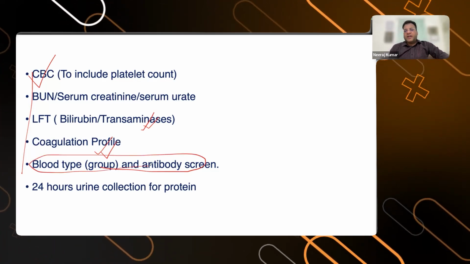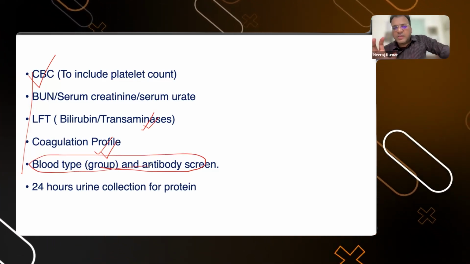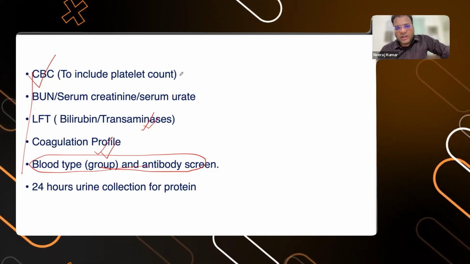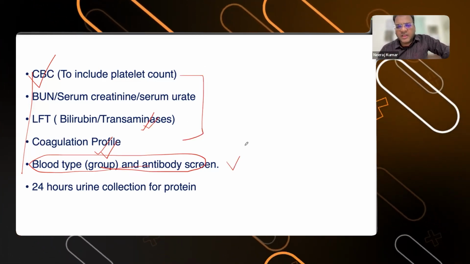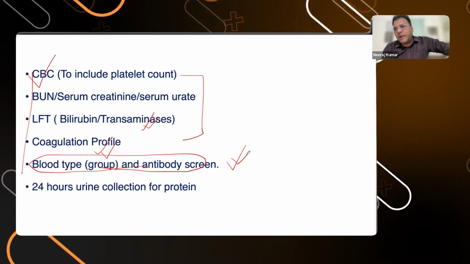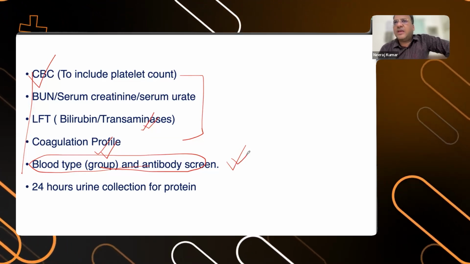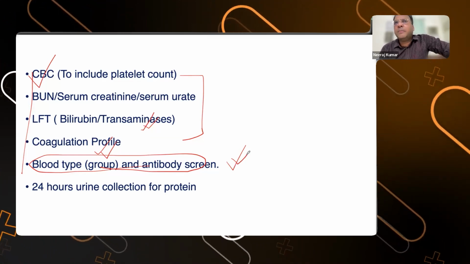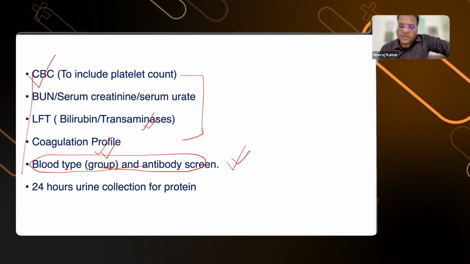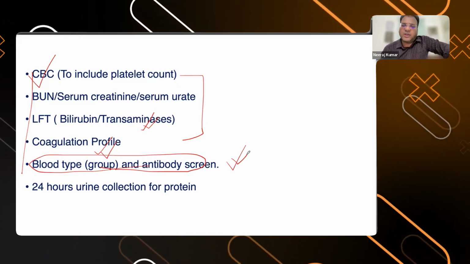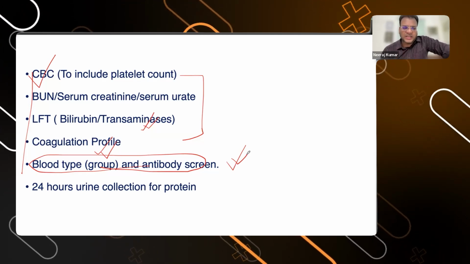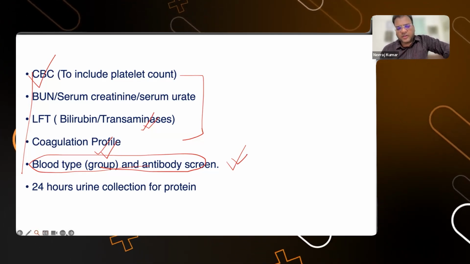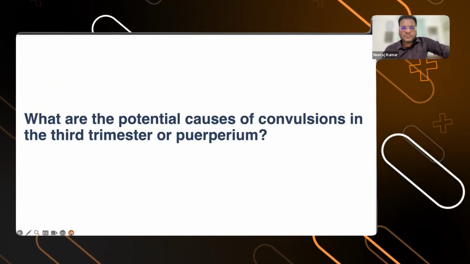Blood typing and antibody screening. This is very important. They used to tell all those other findings, but they missed this. Here the blood grouping and typing, as well as antibody screening, is very important because of Rh incompatibility; that has to come to your mind. And then a 24-hour urine collection, of course, which is again very important.